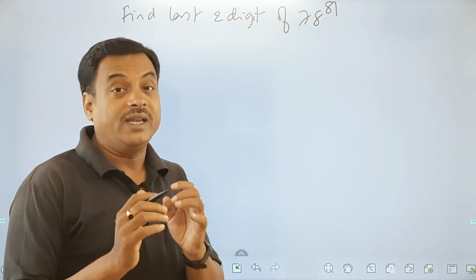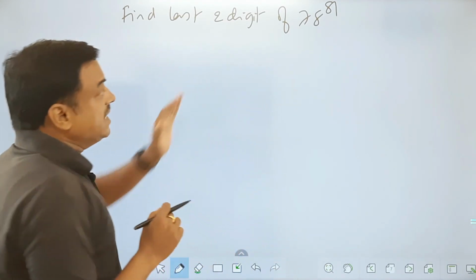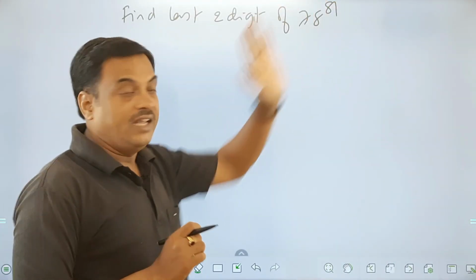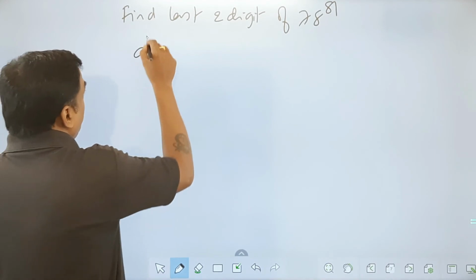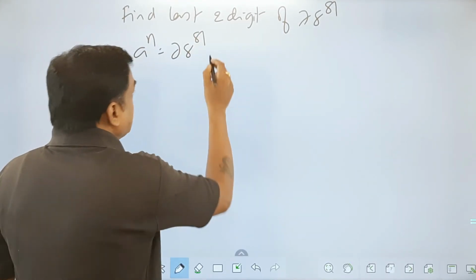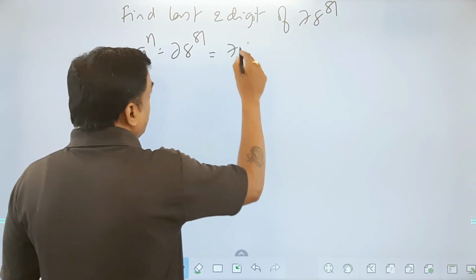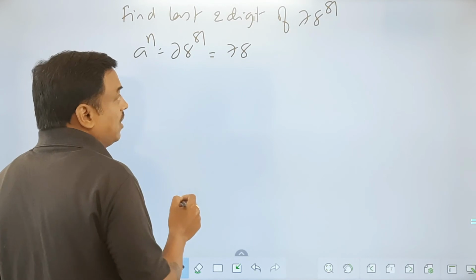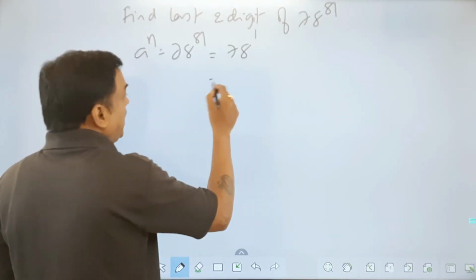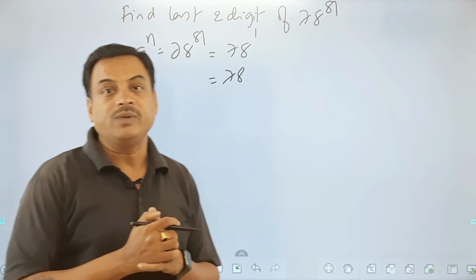Listen to the point very clearly, because this needs a little logical understanding. 78 to the power of 81 means a to the power of n is given as 78 to the power of 81, and after the cycle of 20, 20, 20, I'll be getting 78 to the power of 1. So the final answer is 78. Am I right or wrong? The final answer is going to be 78.